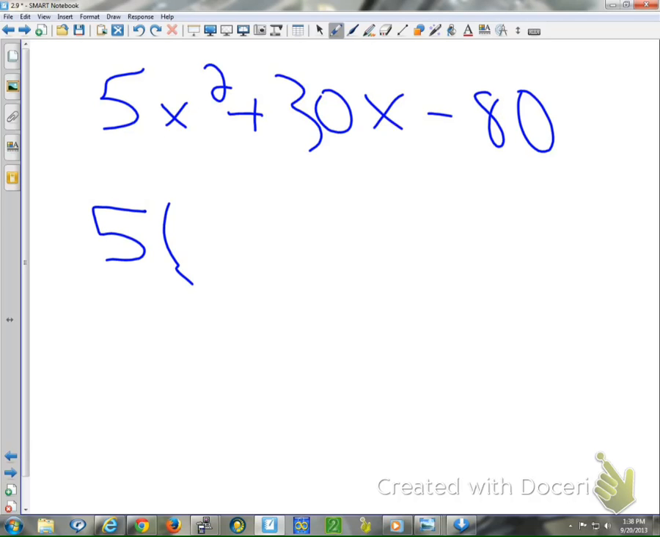X plus 6 squared. 16. Plus X minus 6 times. Nope. When you divide all 3 pieces by 5, that's the pieces you get. This divided by 5 is x squared. 30 divided by 5 is 6. Negative 80 divided by 5 is negative 16. You're more than welcome to use a calculator for that portion.